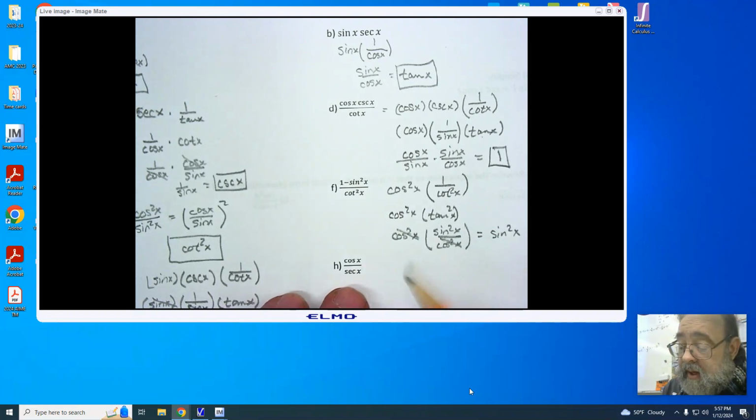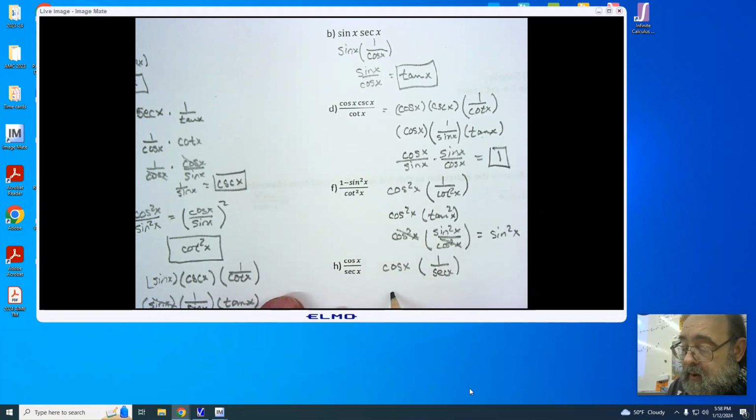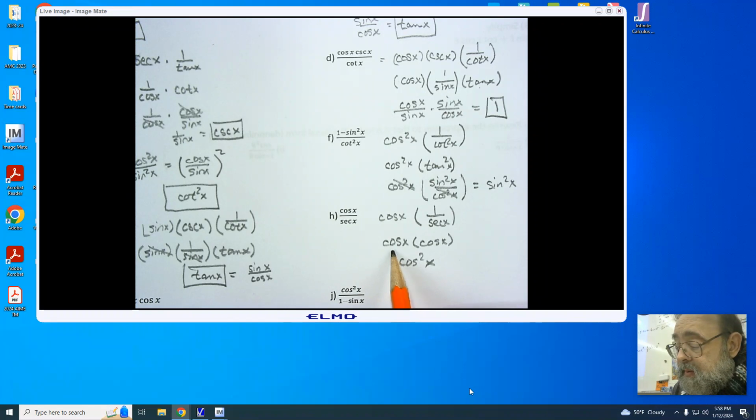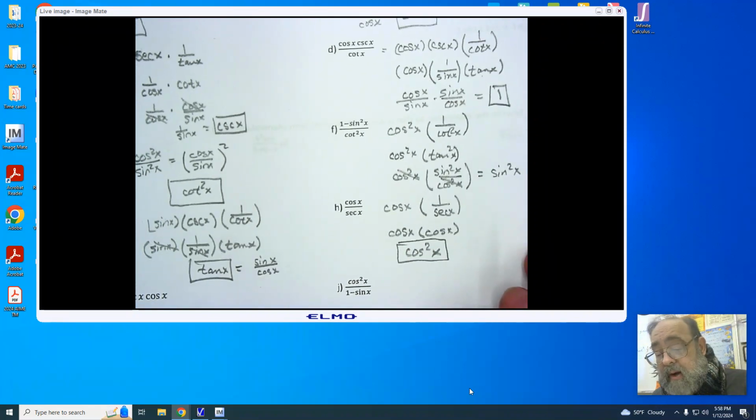Cosine of x divided by the cosecant. So cosine of x times 1 over the secant of x. So cosine of x times cosine of x, and we end up getting cosine squared x. This is going to be my answer, and if they wanted me to put it into some other terms, I would do so.